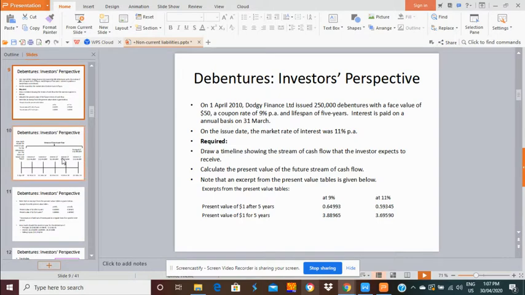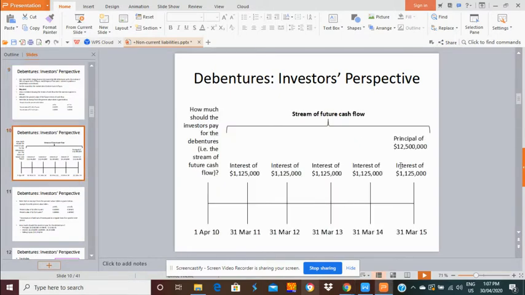So it simply means that, look at this slide. The company Doji Finance borrowed 12.5 million, and it has to return 12.5 million after 5 years. They borrowed 12.5 million, and then they have to return this 12.5 million. In addition to that, they need to pay interest, the coupon interest, equal to 1.125 million.